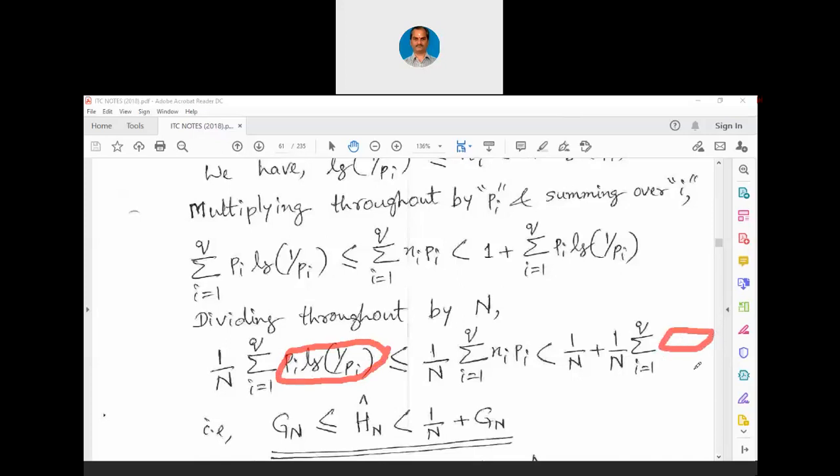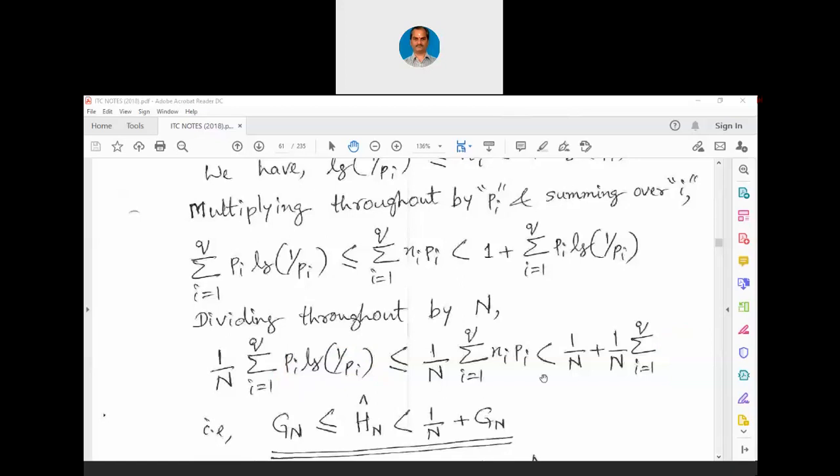Okay, visualize that. Now, this is nothing but Gn. So, Gn plus 1 over n. That way, this property is satisfied. That means the average number of bits per symbol in the transmitted sequence will be less than or equal to the average information content per symbol for the given sequence length, and it is less than the same average information content per symbol for a given sequence plus 1 over n. That way, this third property is proved.